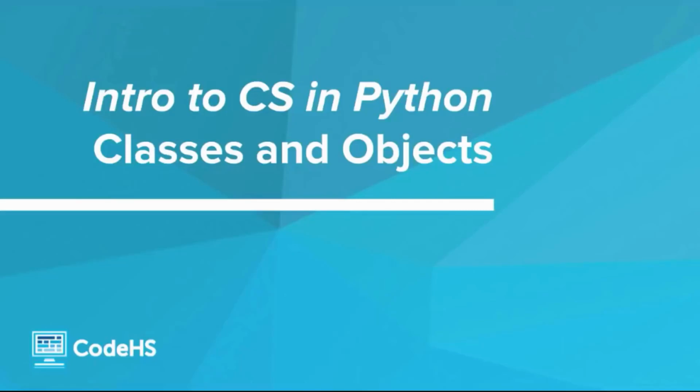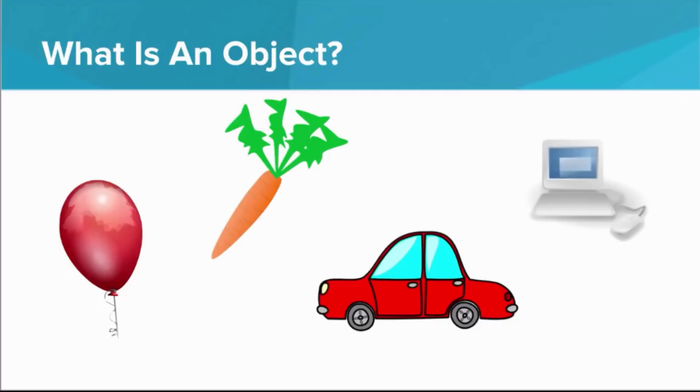Welcome back. This module is all about organizing your code into little units called classes, and then creating little instances of your classes called objects. In this lesson, we're going to define what each of these terms, class and object, means. The first question I'd like to answer is, what is an object?